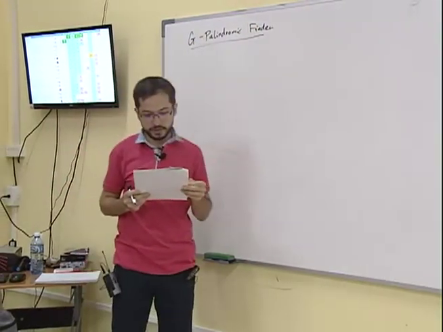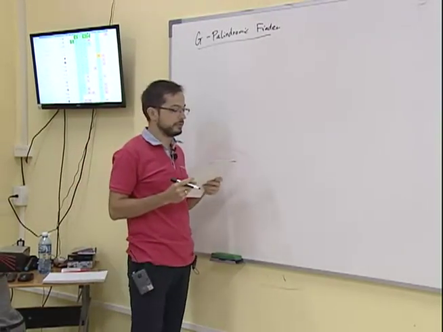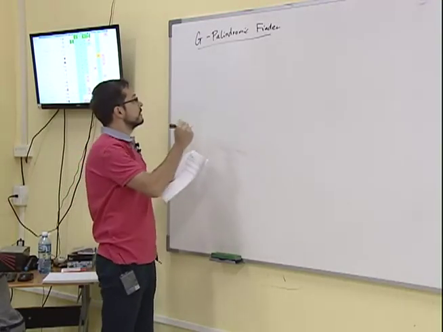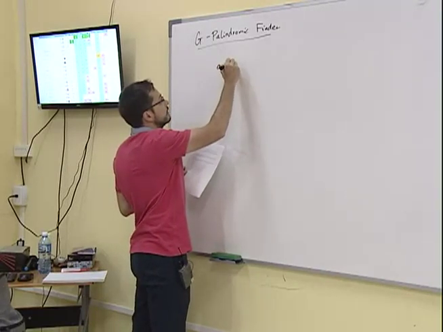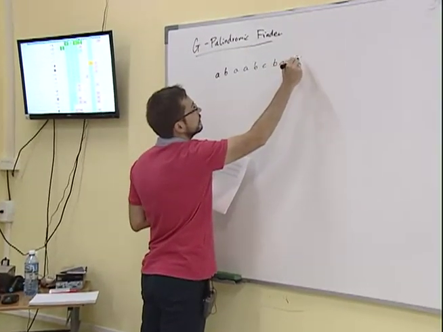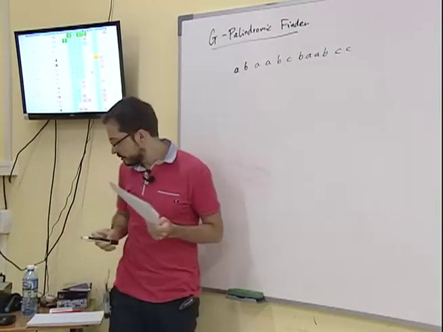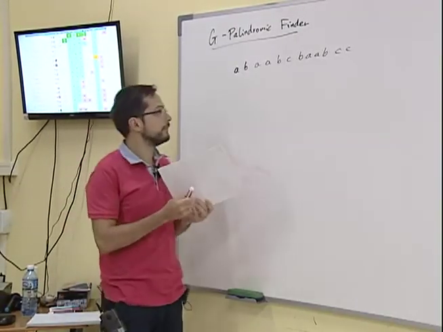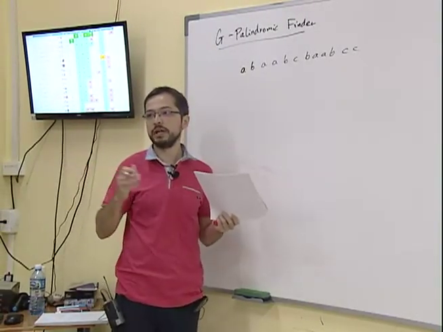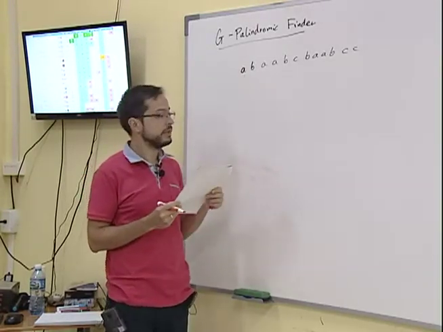Okay, so in this problem you have a word, and you have to test whether there's a palindrome of length at least 3. A palindrome is a subword, a word which if you read it from left to right and from right to left, is the same. So we would like to find some palindromic fragments in this word.